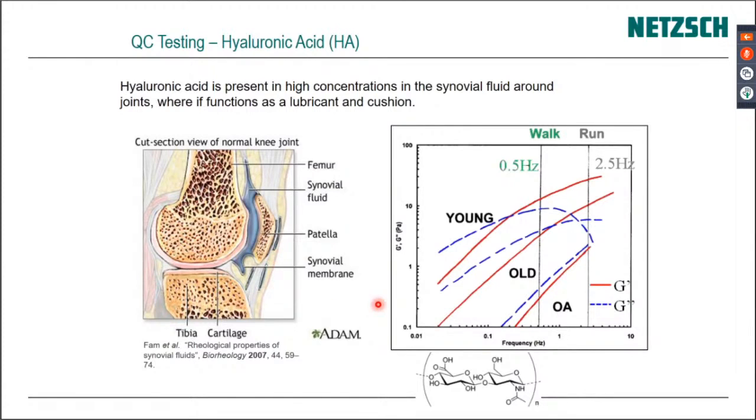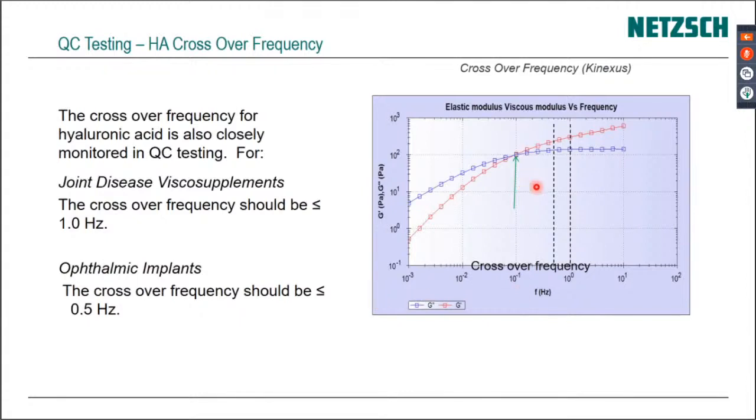So if we add some hyaluronic acid, which is of a higher molecular weight, then actually this will put back in the elasticity that we want. And so this is our running timescale, this is our walking timescale, and you can see here this is going to be elastically dominated at both of those frequencies.